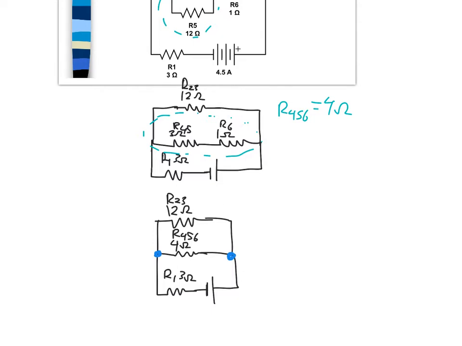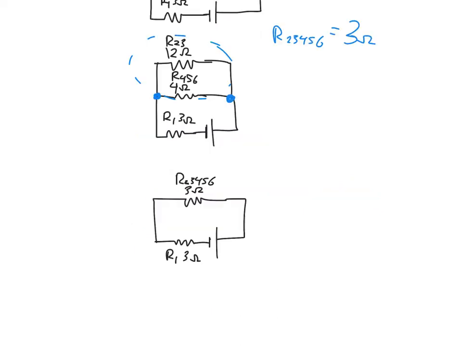So when we combine those two resistors there in parallel, we end up getting the total resistance here for R2, 3, 4, 5, 6, and that ends up being 3 ohms. All right, and then we're going to redraw our circuit one last time and be able to finish this. So for our final step here, we just have two in series with each other, so the total resistance of all 6 of those resistors combined is just 3 plus 3, or 6 ohms.